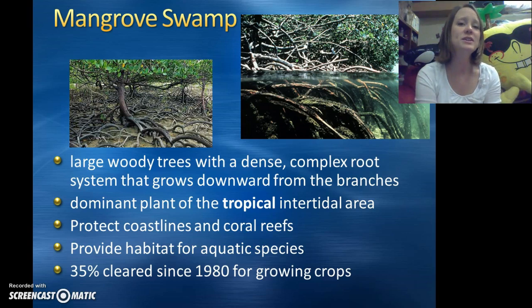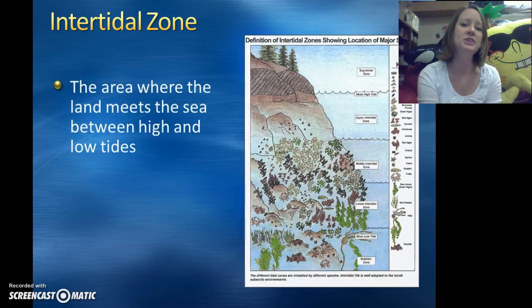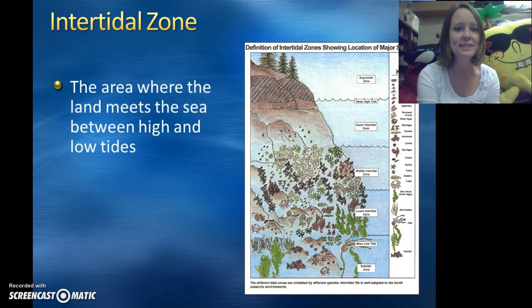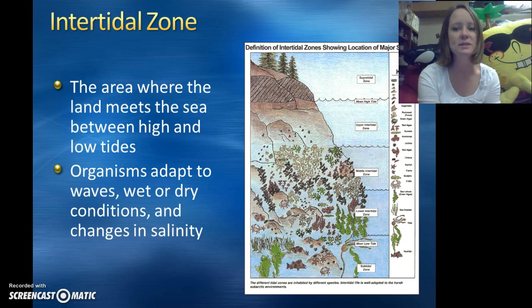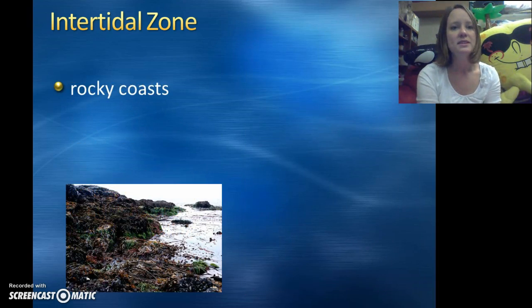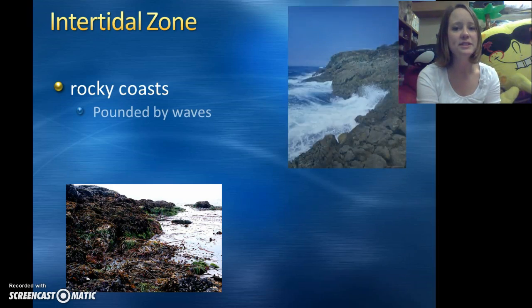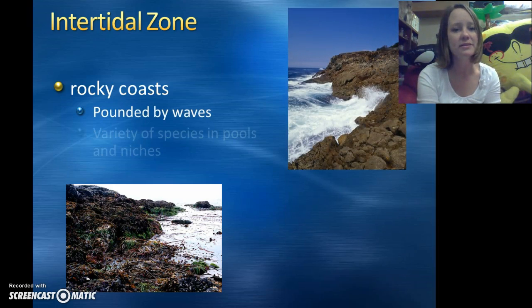What we have seen though is a lot of our mangrove swamps have been destroyed. About 35% have been cleared since the 80s for growing crops. The intertidal zone, inter means between, so between tides, it's where the land meets the sea. So high tide it would be exposed to water, low tide exposed to air. So the organisms that live here are adapted to those conditions, constant changes between wet and dry and between levels of salinity.